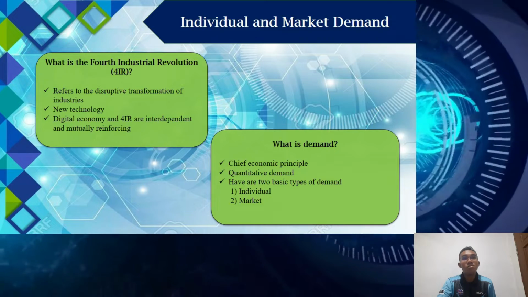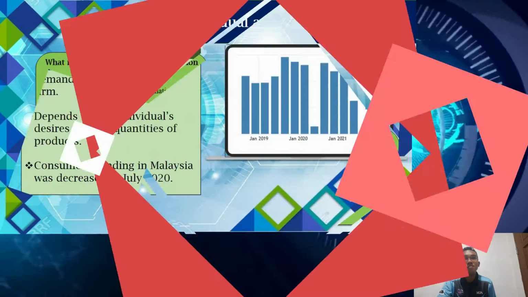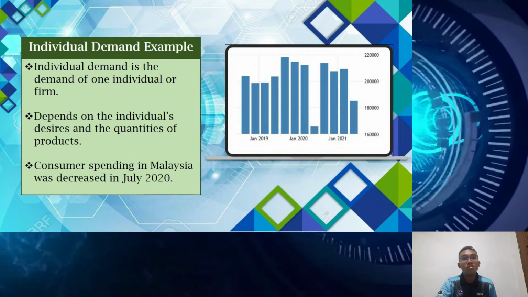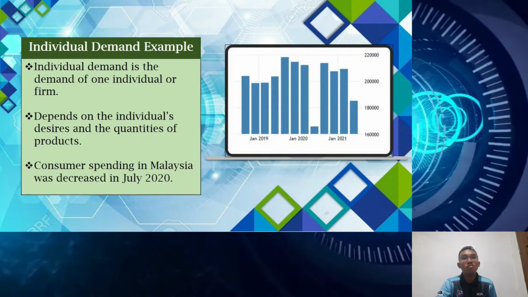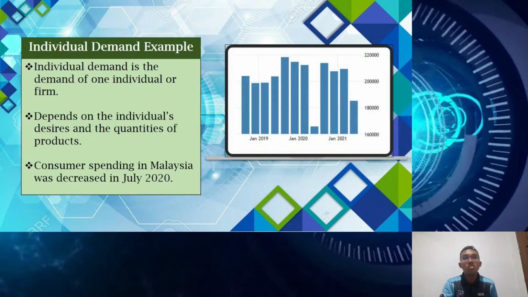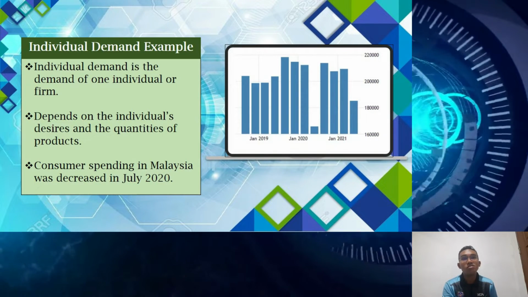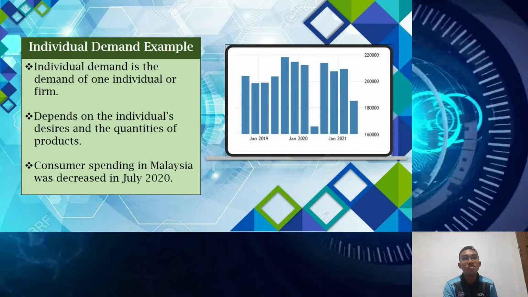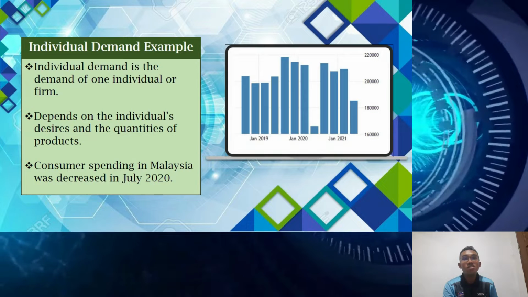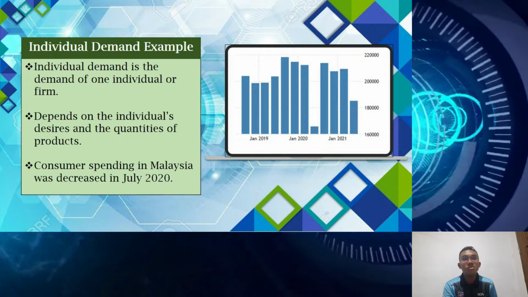These are individual demand and market demand. Next, we go to individual demand. Individual demand is the demand of one individual or firm. It represents the quantity of goods that a single consumer would buy at a specific price point at a specific point in time.